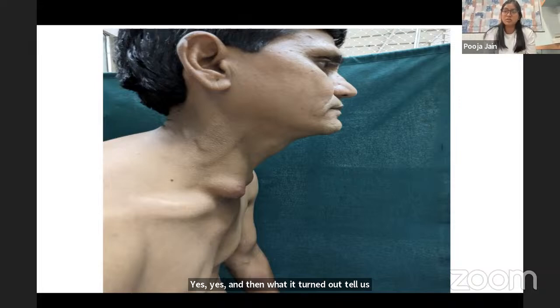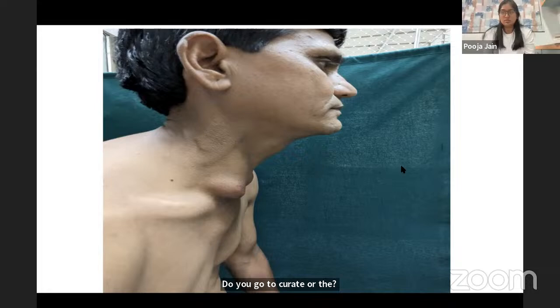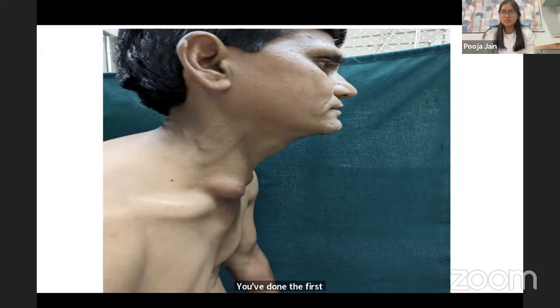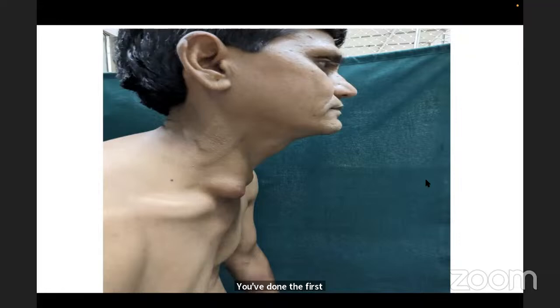On the operating table, it turned out to be a cold abscess. We drained the abscess and sent the sample for CBNAAT post-operatively in this patient. So the plan was to do a lymph node biopsy. Am I right? You have to curette out the affected lymph node. If you leave it behind, the pus is going to come back all the time. And that's what you've done. You've drained the pus and then removed that guilty lymph node.